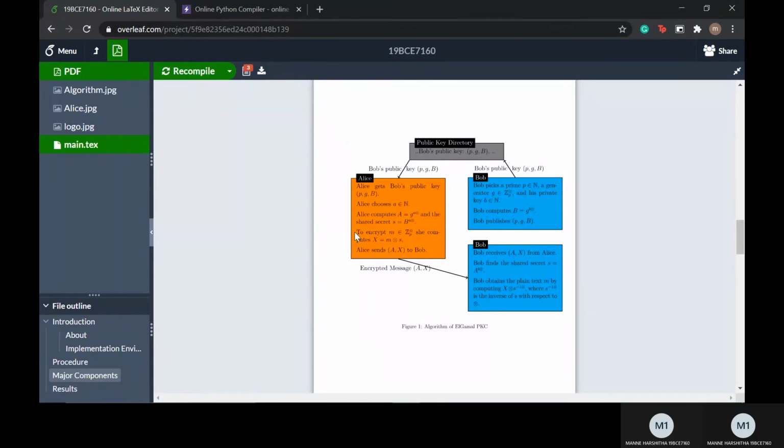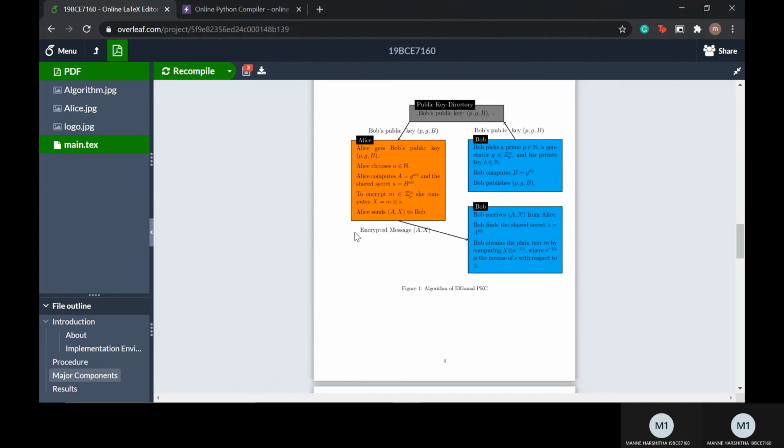And then in the third phase, Bob calculates S dash equals P^A, which equals G^A^K. And he divides M times S by S dash to obtain M, as S is equal to S dash.